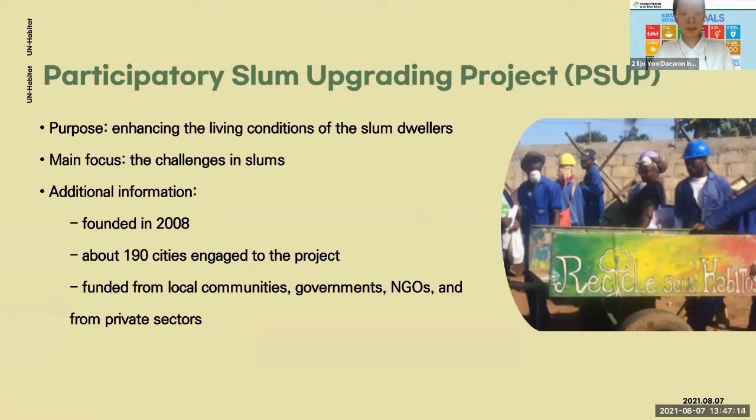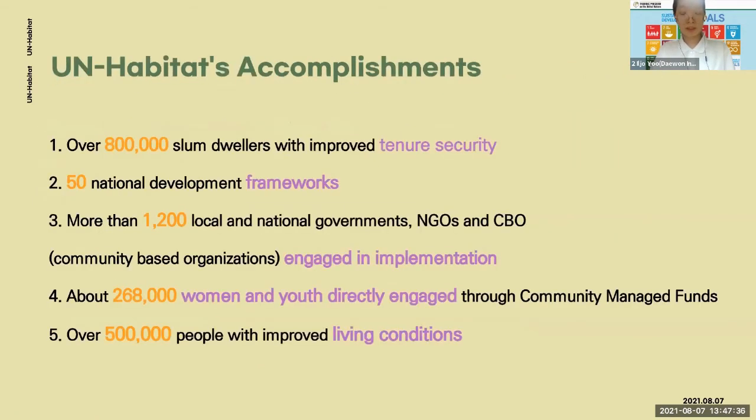The PSUP reforms living conditions of slum dwellers all over the world. It focuses on the challenges in slums, especially the prevention of the COVID-19 pandemic these days. It was founded in 2008, and approximately 190 cities located in Sub-Saharan Africa, the Caribbean, and the Pacific area are engaged in the project. Then what would be the UN Habitat's accomplishments achieved via the PSUP?